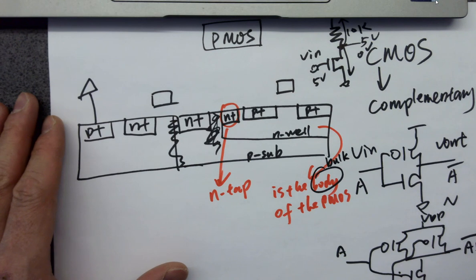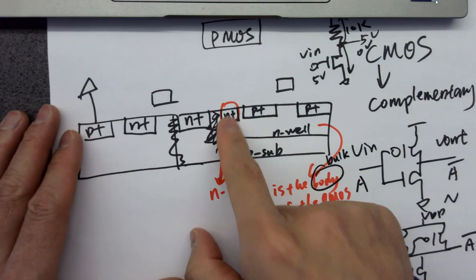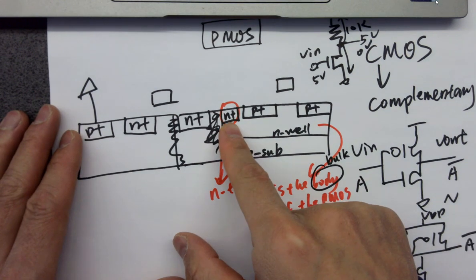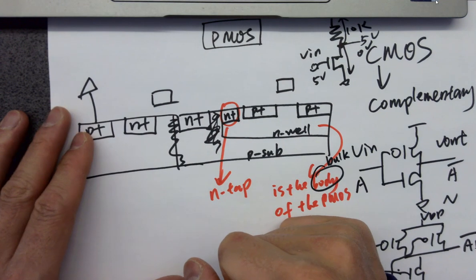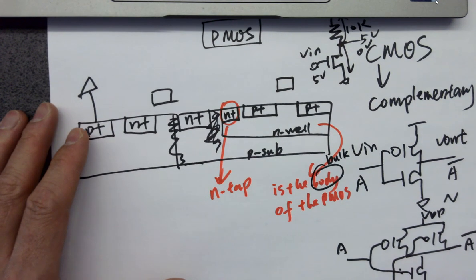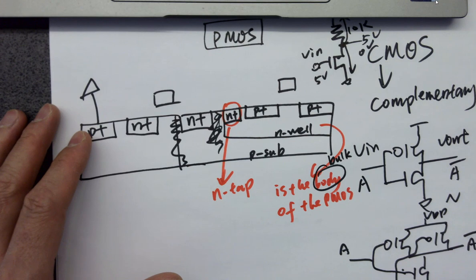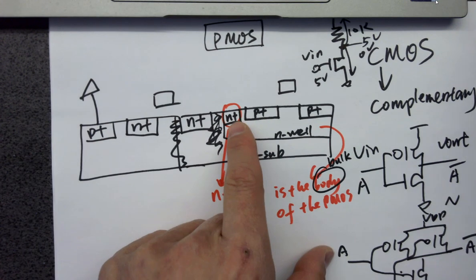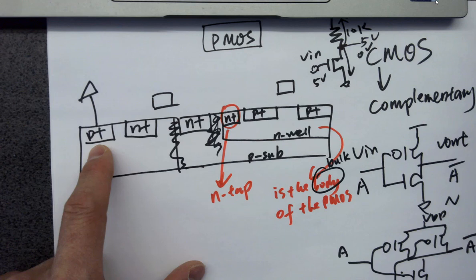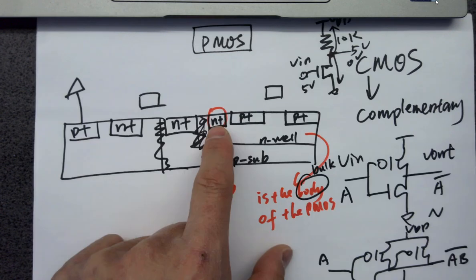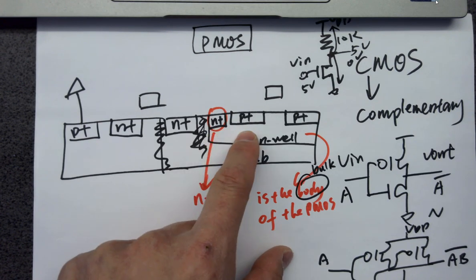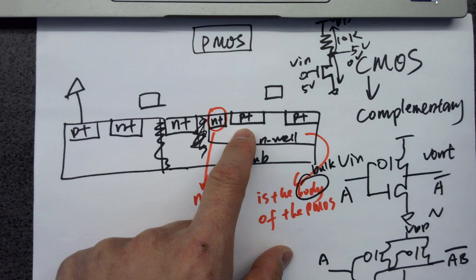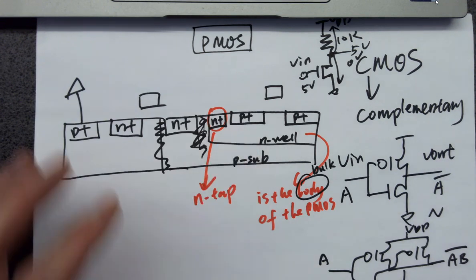So in that case, N plus should be shorted to where? Why do we have to short it to somewhere? You have to understand why we need an N tap and why we need a P tap. We already explained that to avoid body effect. So now here we need an N plus in the body of the PMOS. We want to avoid body effect as well, but how and why?